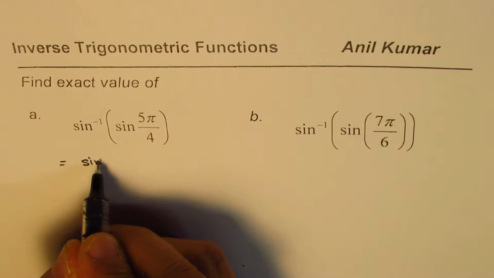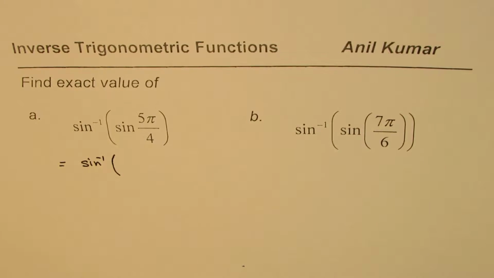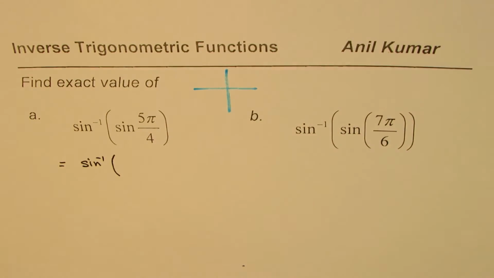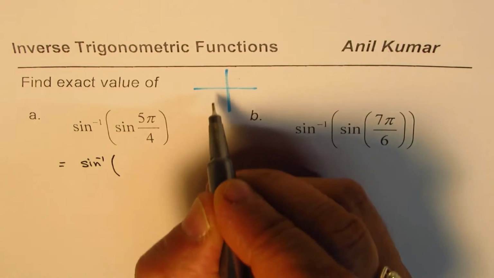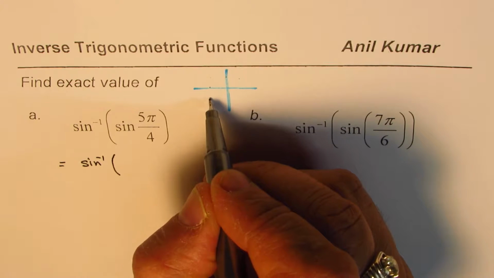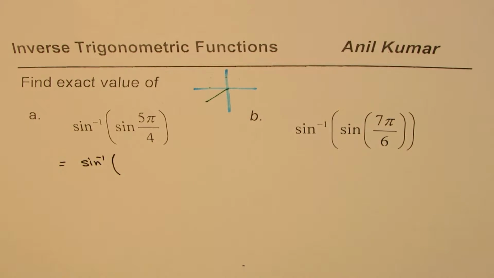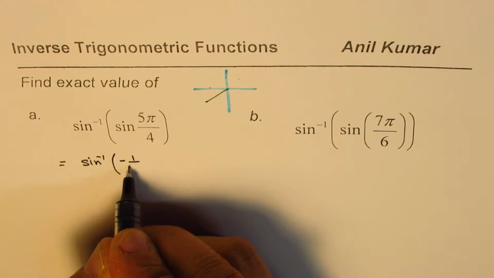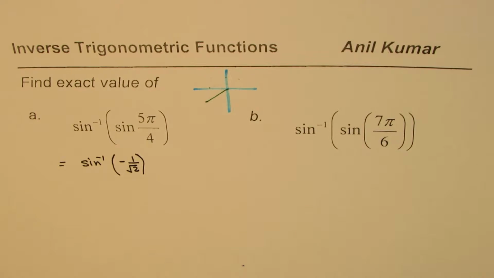So it is sine inverse of, what is sine 5 pi by 4? Now for finding it, let us first check in which quadrant we are. So this is 1 pi by 4, 2 pi by 4, 3, 4 and 5 pi by 4. So you are in quadrant 3, and in quadrant 3 you expect a negative answer. So it is negative 1 over square root 2, right? Pi by 4 is 1 over square root 2, that you get from the special triangle, right?